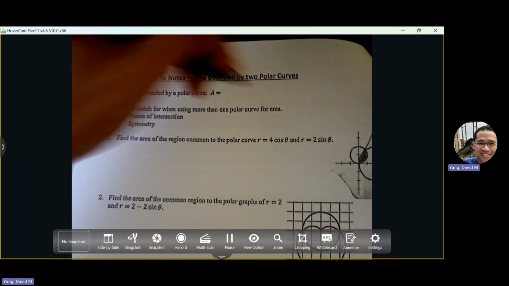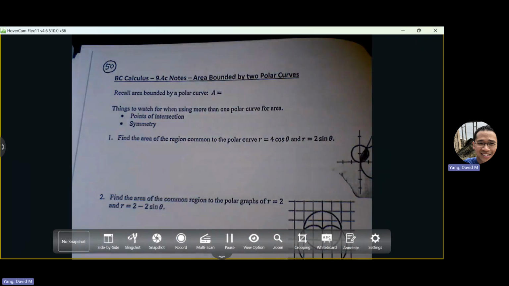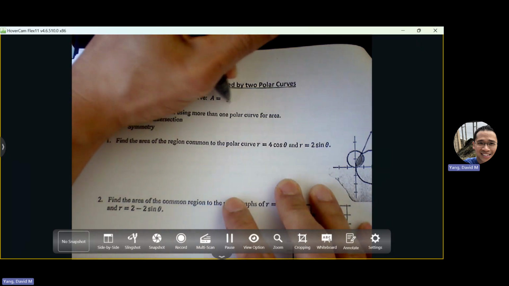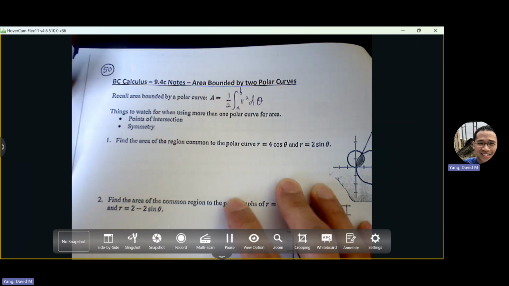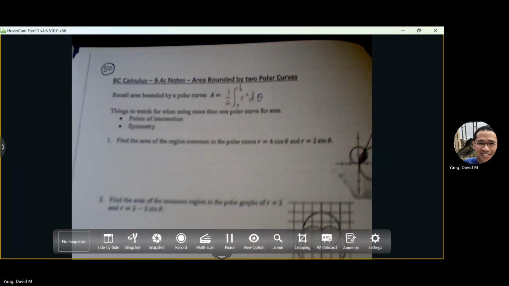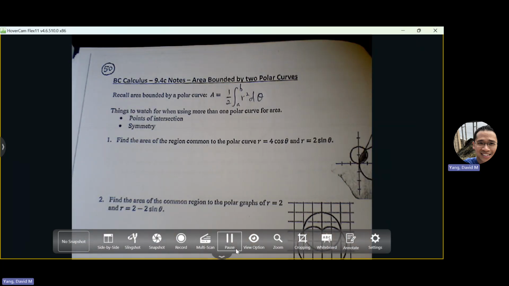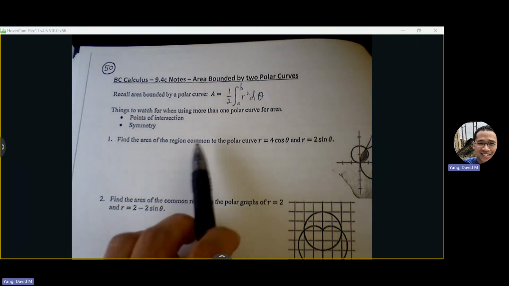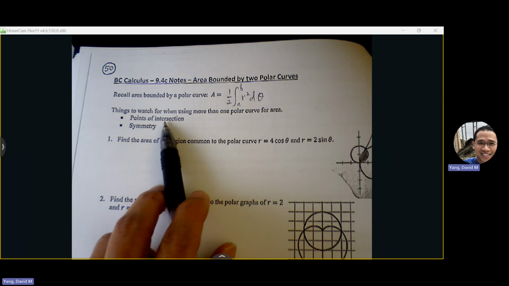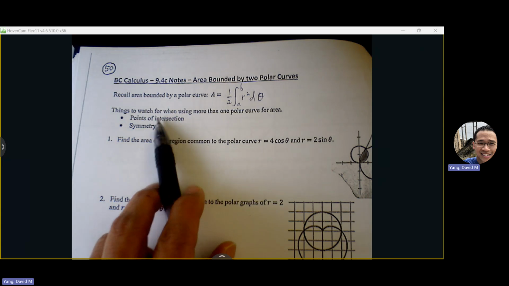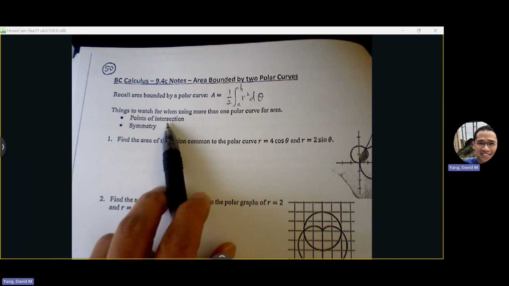So we know that the area of a polar curve is 1/2 the integral from a to b of r squared d theta. Now, when we're dealing with more than one polar curve, things to watch out for are points of intersection. Sometimes the points of intersection are kind of hard to find in polar form. So I'll show you different ways that we can find points of intersection.